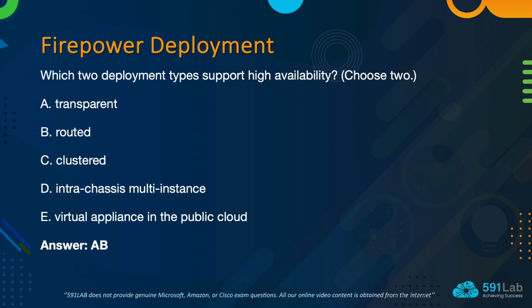Option E, virtual appliance in public cloud. Public cloud deployments offer various features that can contribute to high availability, but the deployment type itself doesn't guarantee it. Cloud providers often offer redundancy that needs to be specifically configured to achieve HA. Hence, the other three options are incorrect.